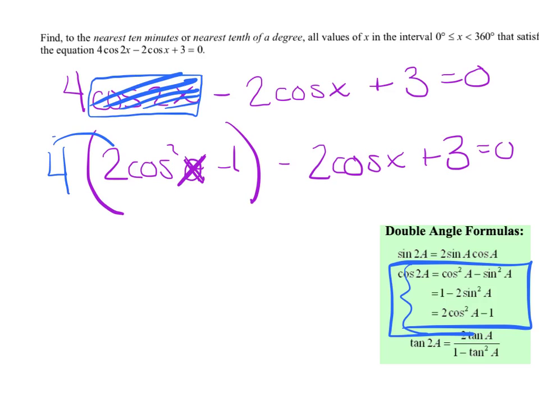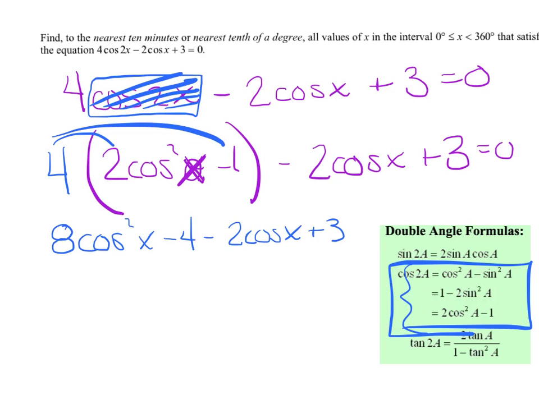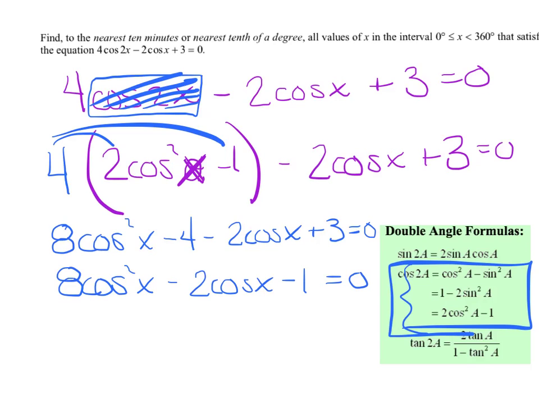Again, I would distribute this through. So 8 cosine squared x minus 4 minus 2 cos x plus 3 equals 0. Keep cleaning it up. I get 8 cosine squared x minus 2 cos x minus 1 equals 0. Again, at this point, I'm going to assume we can either use the quadratic formula or factor, and I really just want to practice making the substitution. So we'll call it good here, and let's try another setup.